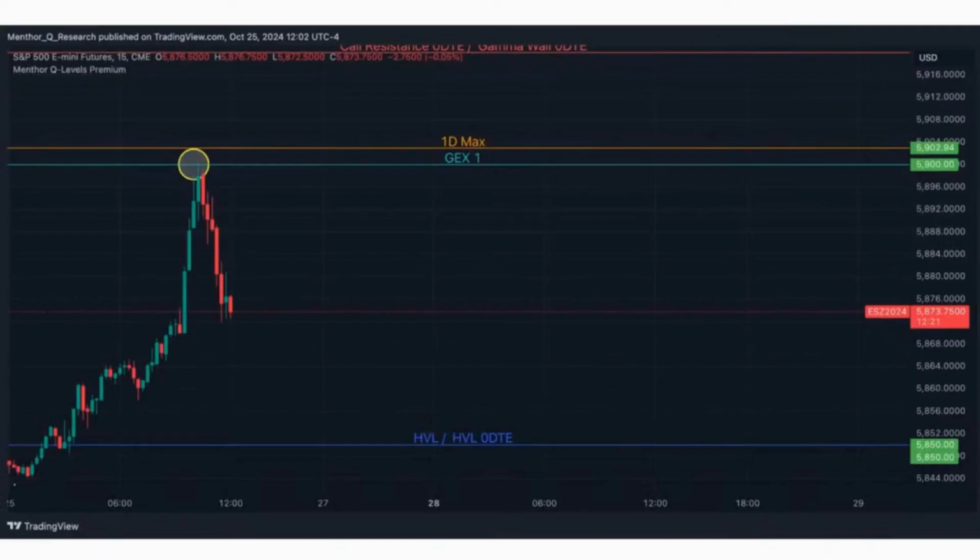And we can see an example, and we're going to go to the chart. This is an example from this morning on the ES future. The market was really bullish in the beginning of the session, went all the way up to GEX 1, almost at the one-day max. And as you can see, the price actually reacted perfectly on the level and moved to the downside.